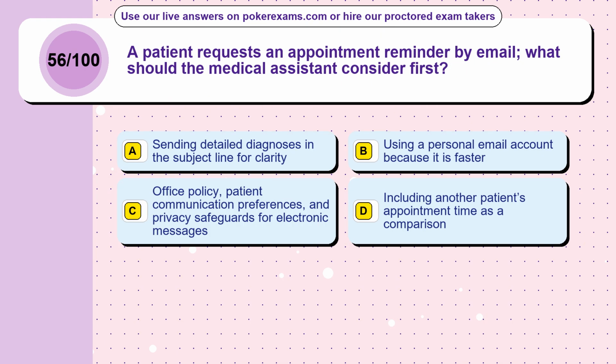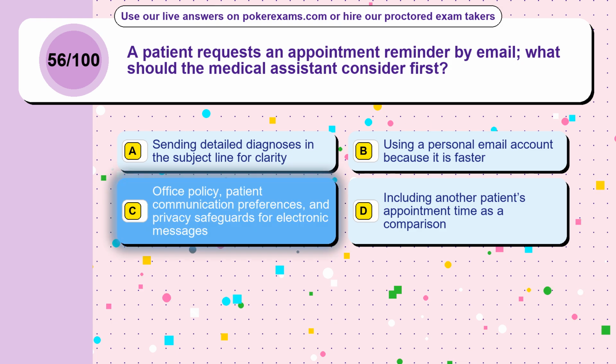Question 56. A patient requests an appointment reminder by email. What should the medical assistant consider first? Option A. Sending detailed diagnoses in the subject line for clarity. Option B. Using a personal email account because it is faster. Option C. Office policy, patient communication preferences, and privacy safeguards for electronic messages. Option D. Including another patient's appointment time as a comparison. The correct answer is option C.